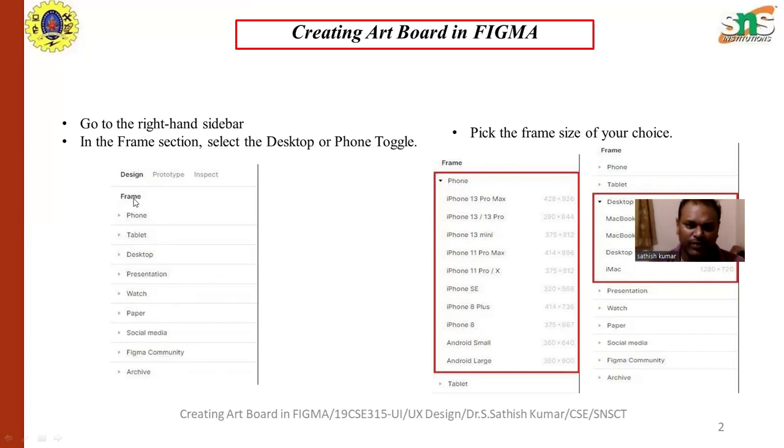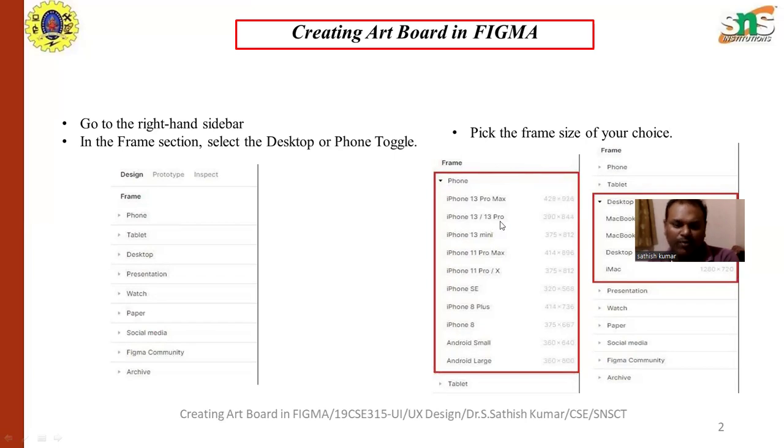If we click on frame, we can choose phone, because we are doing mobile app development. We are creating a mobile app, so we go for phone. In that frame, pick the frame size of your choice. See this list of phones available. These are the frame sizes. iPhone 13 Pro Max is 428 by 926.